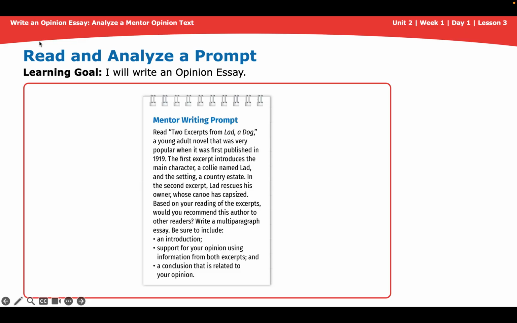In this unit, we are going to write an opinion essay. In this first week, I'll model how to clearly state an opinion and use facts, reasons, and details from a source text to support a point of view. Later, you will have an opportunity to plan, draft, and revise your own opinion essay based on your readings in this unit. So right now, we're not actually writing. We're looking at an example. That's what this mentor writing prompt is.